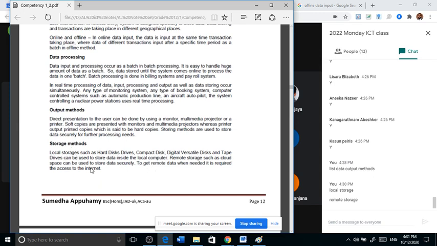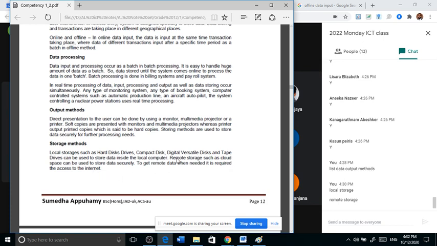Local storage means where you can store whatever data you have processed in your computer with the help of some storage mediums. So what are the mediums that you are having? Hard disk, compact disk, CD, DVD, Blu-ray, tape, things like that. Otherwise, whatever the processed data, you can put it on remote storage. Remote storage means the cloud space.